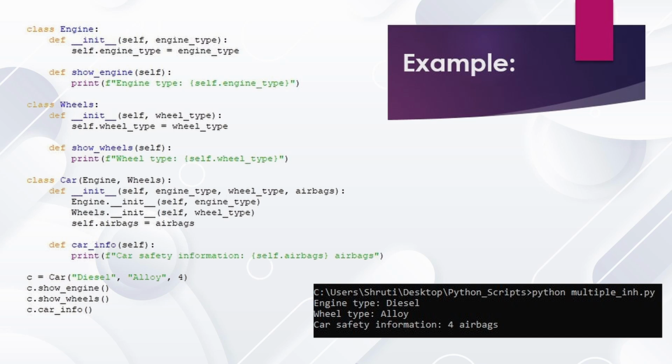The car class inherits from both engine and wheels. In the car constructor, it calls the constructors of both parent classes using engine.__init__ and wheels.__init__ to initialize their attributes. It also defines an additional attribute airbags specific to the car class. The carInfo method in car displays the number of airbags.